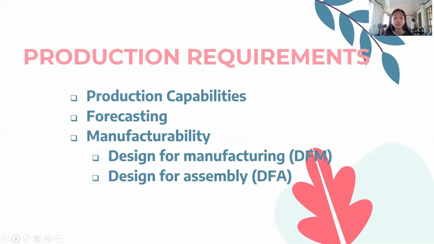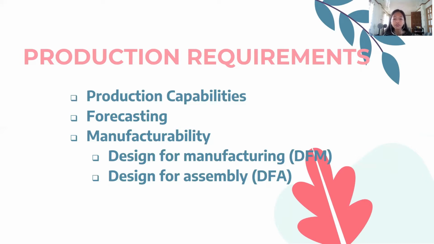Next, we have forecasting. So forecasting is important in production because you need to know how many you are going to produce. So forecasting, especially demand forecast, are important para hindi ka mag-less or overproduce ng mga products. Next, you have manufacturability. So manufacturability is about manufacturing the goods and how it is to be assembled. So there are two. You have design for manufacturing or the DFM and the design for assembly, which is the DFA.